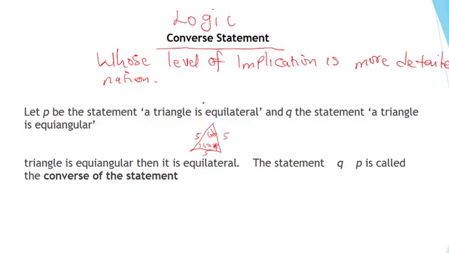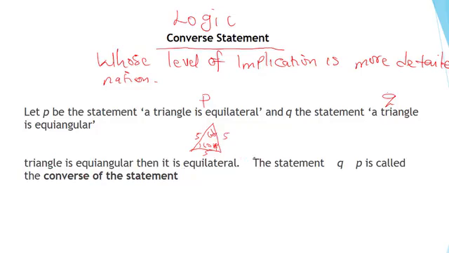So this is P, the statement: a triangle is equilateral. And Q is the statement: a triangle is equiangular. When you talk about equiangular, it means all three angles are equal. So if all three angles are equal, the sides are definitely going to be equal. So if a triangle is equiangular, then it is equilateral.